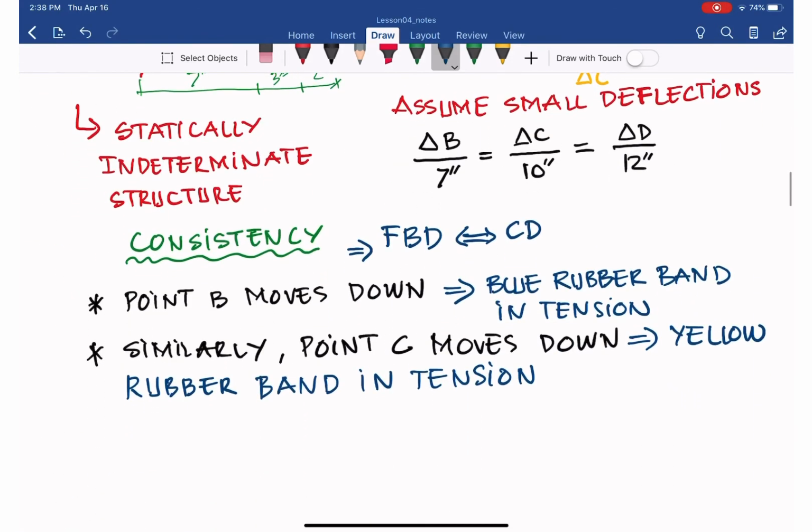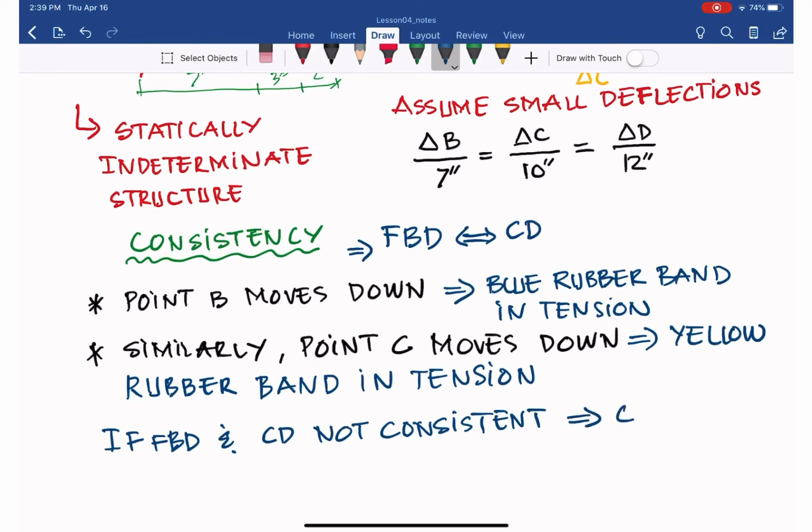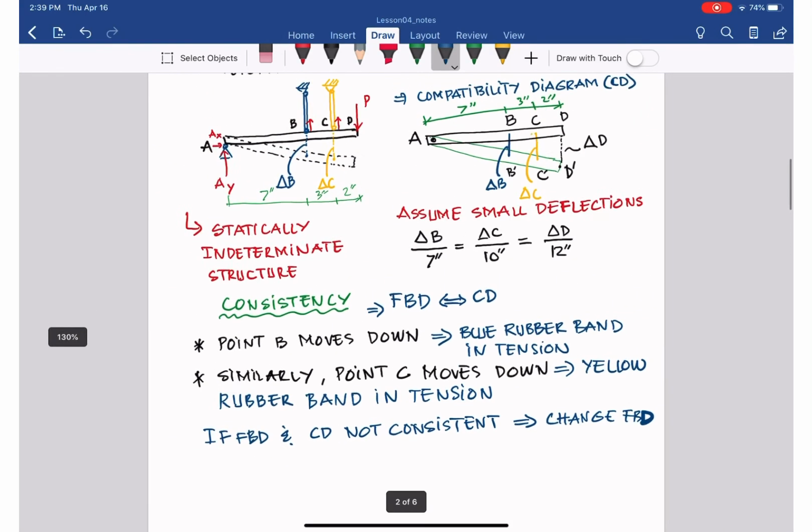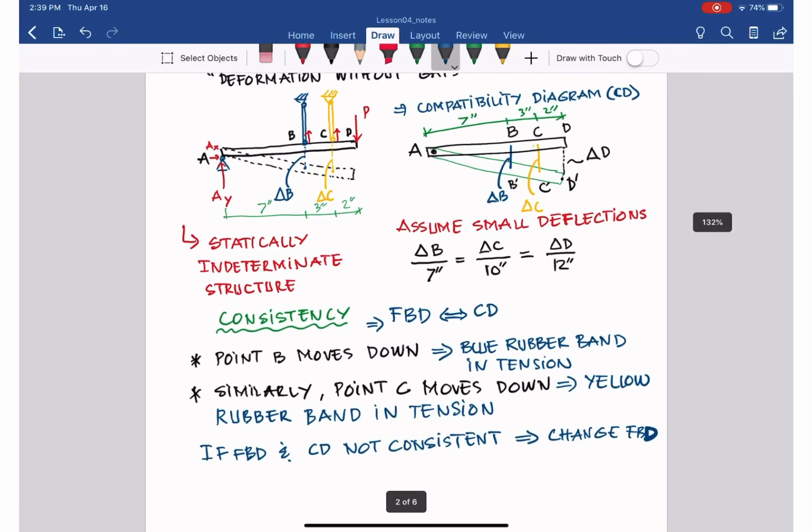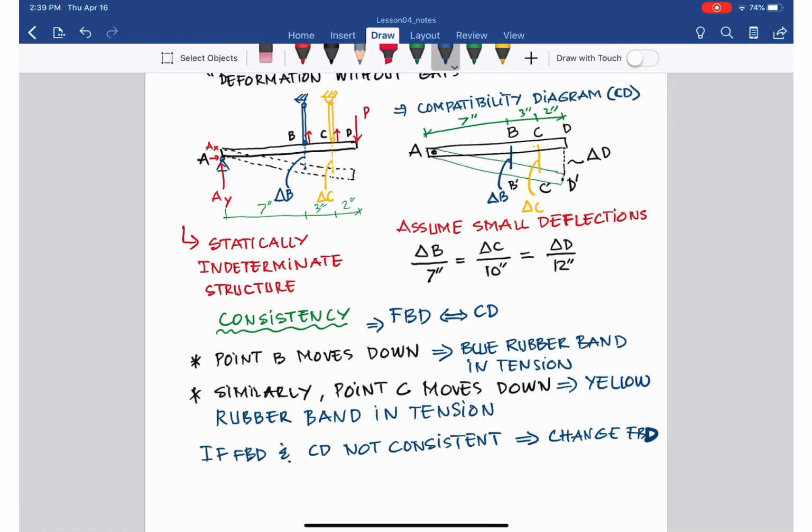If it's not consistent, then you have to change the free body diagram to match the behavior that you have. Let me make a note here: if the free body diagram and compatibility diagram are not consistent, you have to change your free body diagram. In other words, make sure you draw the free body diagram correctly instead of just assuming a direction. With that information, we can go on to solve the problem now.